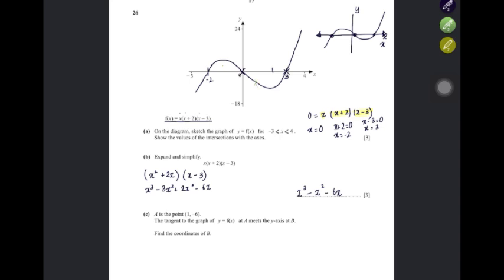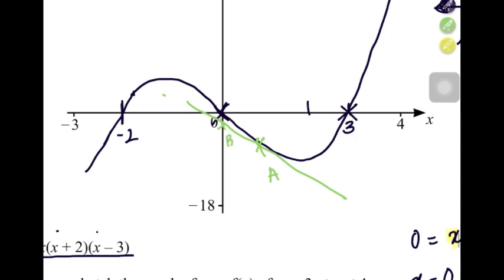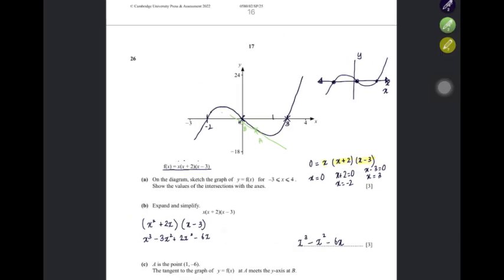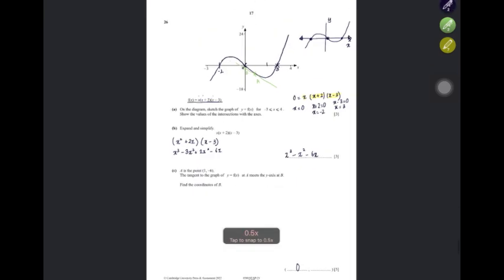Now they're saying the tangent to the graph of y equals f of x at A meets the y-axis at B. So something like this. This is our tangent. They're saying find the coordinates of B. This is point B. First of all, this is meeting the y-axis at B, so x over there is obviously 0. You don't need to draw this line, so I will erase it, but you know the x point is 0.